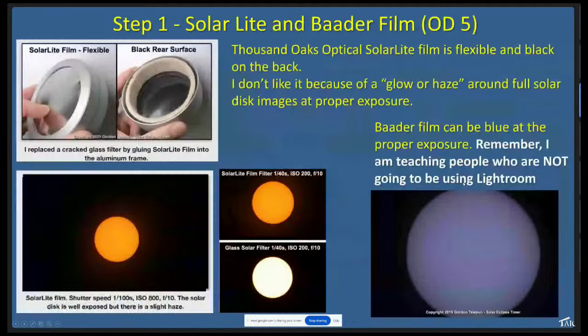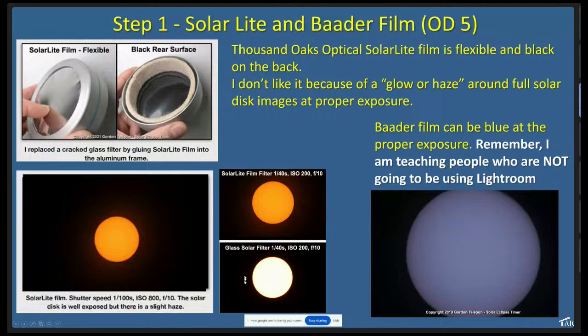Now, film is nice because it is soft, it's pliable, and you can't break it. But again, the problem I have with Solar Light film is it has this haze when you get to the proper exposures. Another way to demonstrate that, this is Solar Light film at 1/40th of a second, and you can see that haze. This is 1/40th of a second with a glass filter. It's way overexposed, but my point is there's a clean edge around glass.